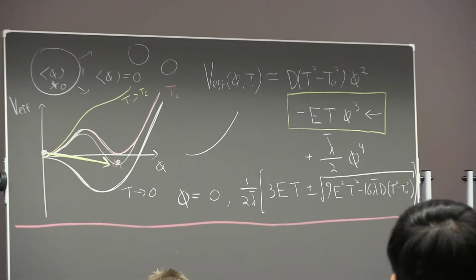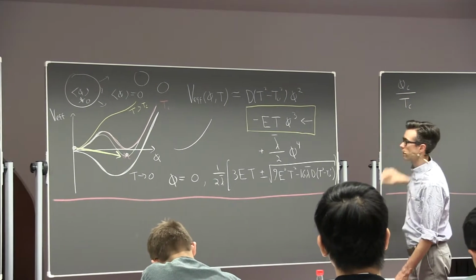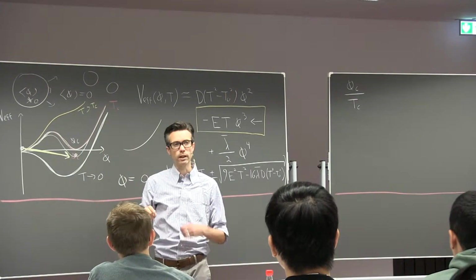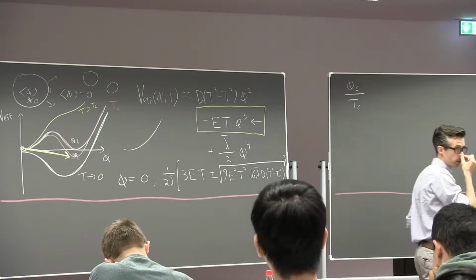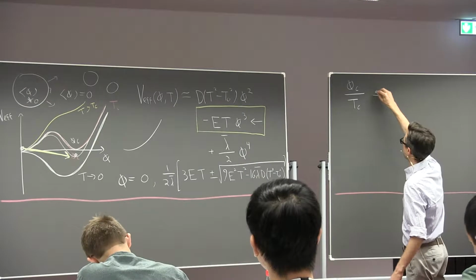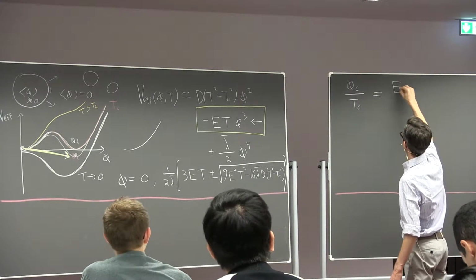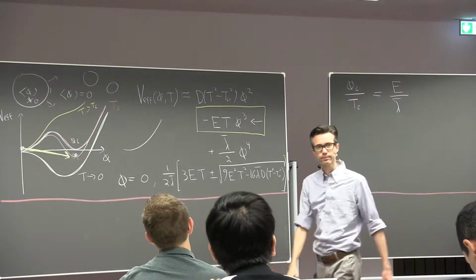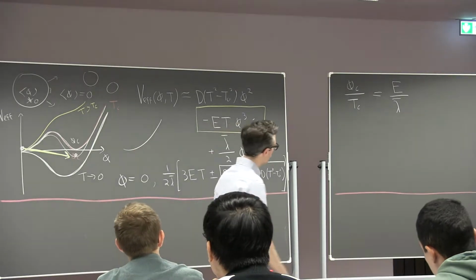And the critical temperature ends up having a ratio of the field value, phi c, here. So this is phi c. This is what I call phi c, the value of the field at the local minimum at the critical temperature, where this non-zero minimum is degenerate with the origin. Phi c over Tc, in my perverted choice of lambda normalization, is just E over lambda bar. Okay, again, this is just some algebra that you fiddle around.